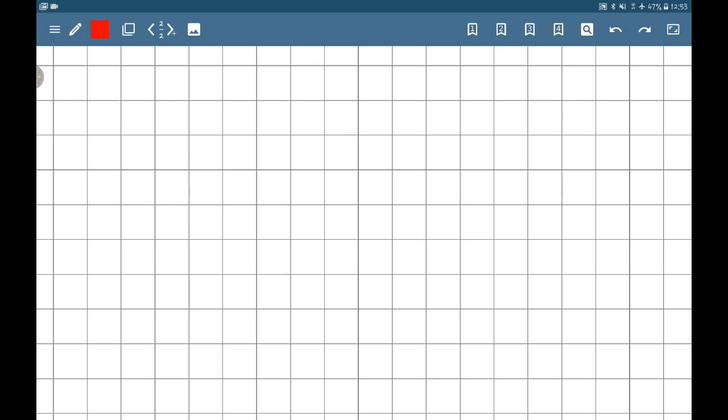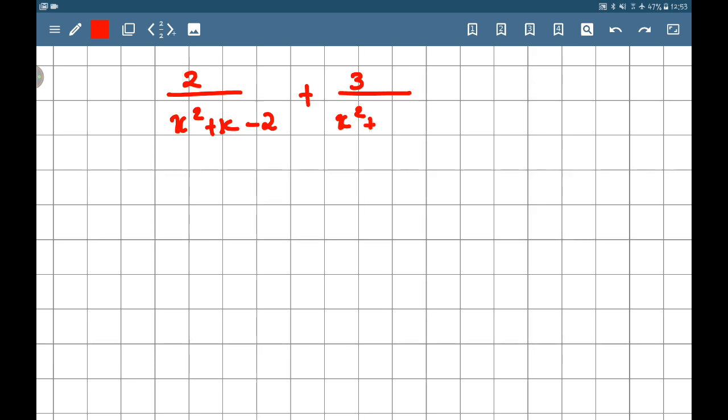Let's say we have the following, guys. 2 over x squared plus x minus 2 plus 3 over x squared plus x, let me say 2x minus 3.